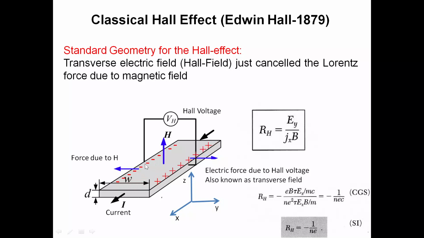Now there is again a field or a voltage set up because of the accumulation of these two charges. Because of this field, there is a force acting on the electron, and this voltage is also known as the Hall voltage. This is along this direction, and on the electrons the force due to B is along this direction. So these two forces are acting on the electrons in opposite directions.